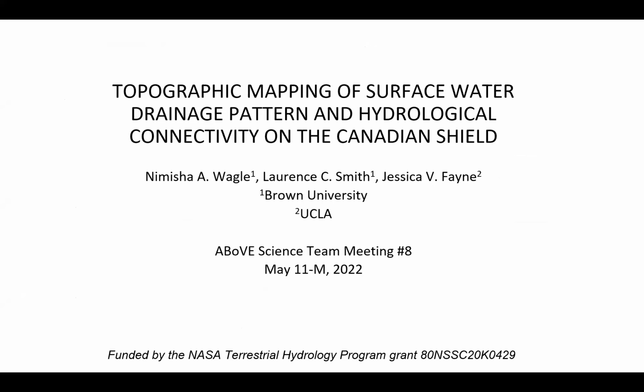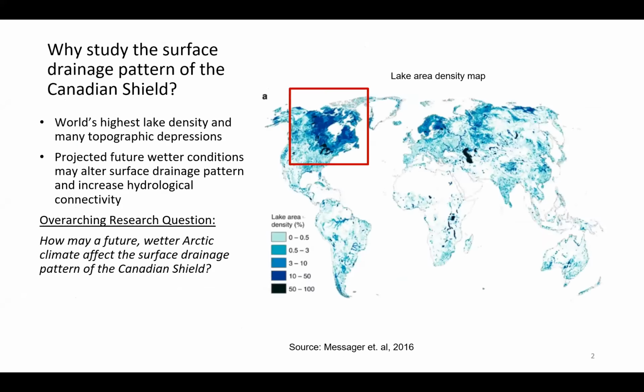So I'm presenting on topographic mapping of surface water drainage pattern and hydrological connectivity on the Canadian Shield. Let's talk about why we should study surface drainage pattern of the Canadian Shield. It has the world's highest lake density and many topographical depressions, and projected future weather conditions may alter surface drainage pattern and increase hydrological connectivity of the depressions. We are trying to answer how our future Arctic climate may affect the surface drainage pattern of the Canadian Shield.